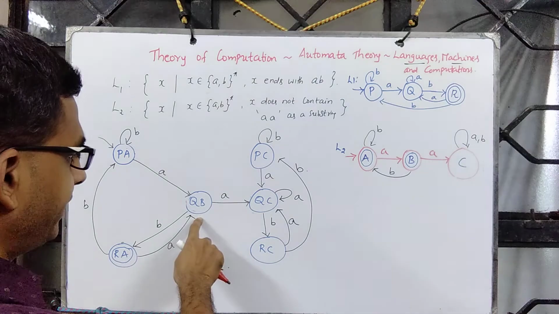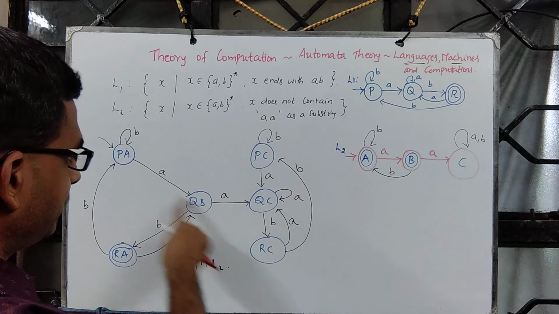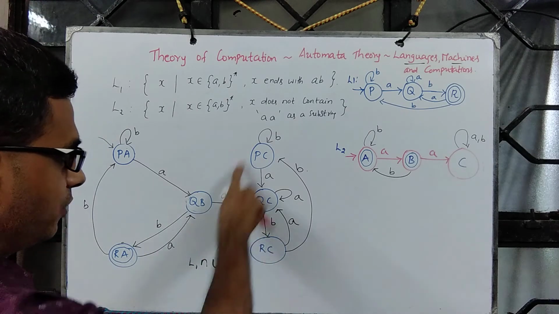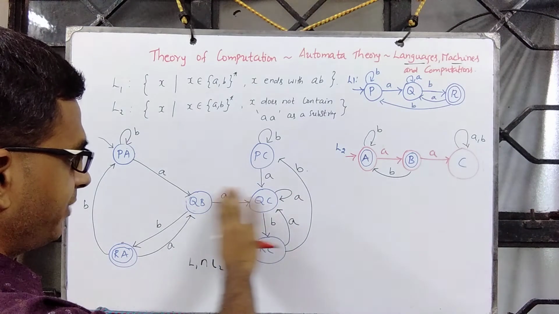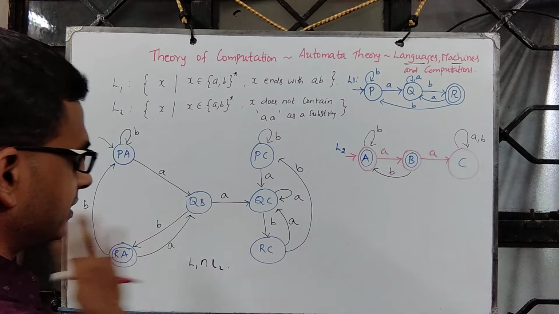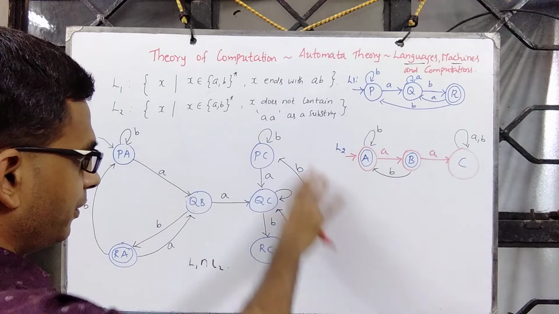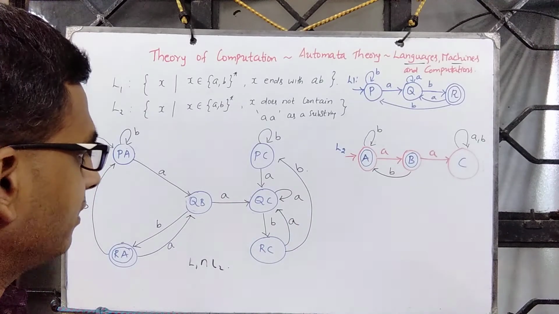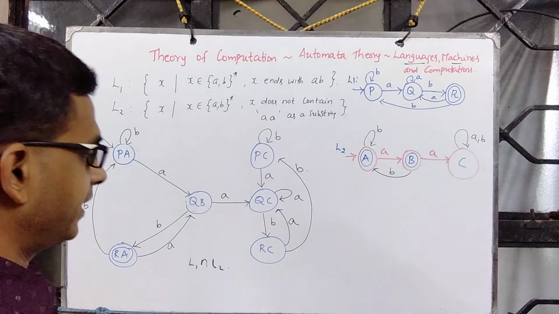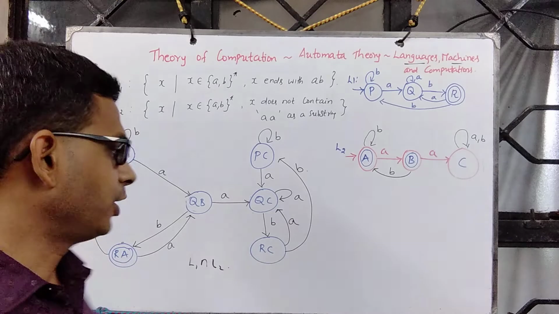But at this point, if you read one more A, then you have read AA, and AA should not be accepted. So the moment you go to this part of the automaton, you can't come back, and anything that has AA in it will end up somewhere here, in one of these three states, and all are non-final states. Therefore, the string will be rejected by the automaton.